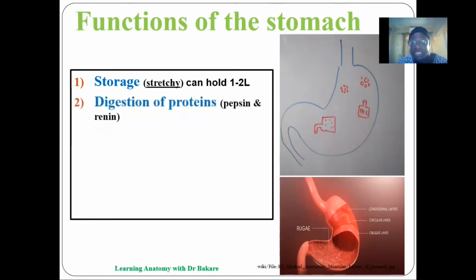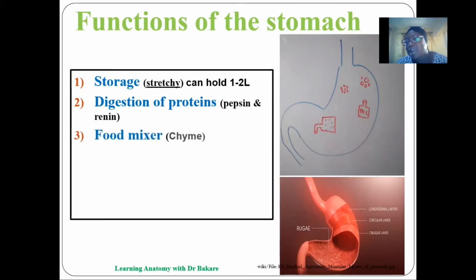Then the second function is that they help to digest proteins. They are able to do this because they contain enzymes that are referred to as pepsin and renin. The pepsin helps to break down protein into peptone, while the renin helps to curdle milk.